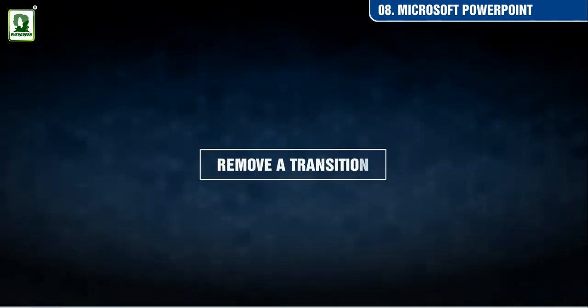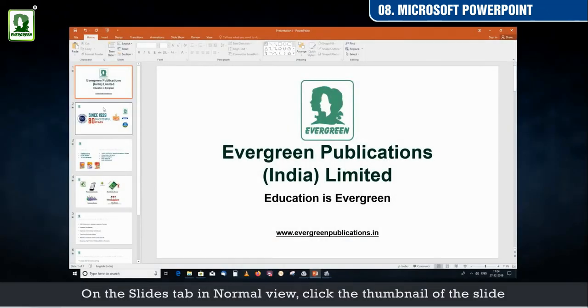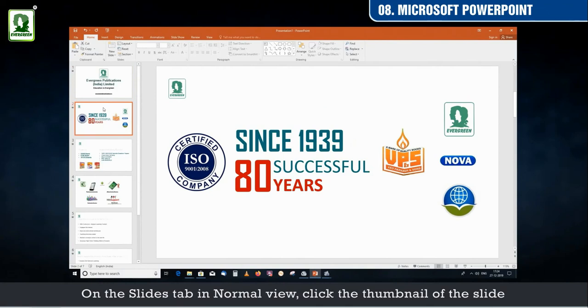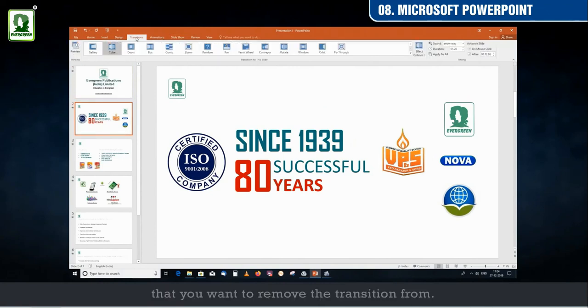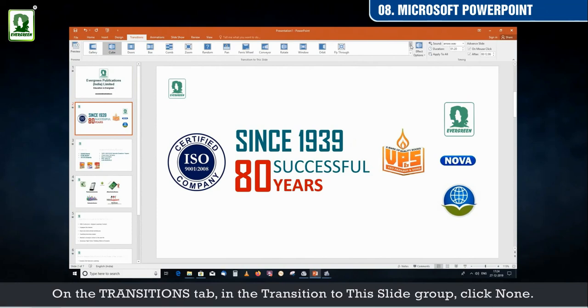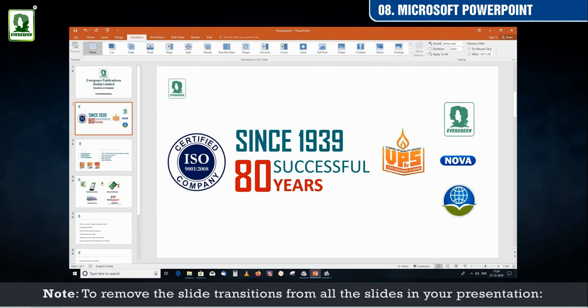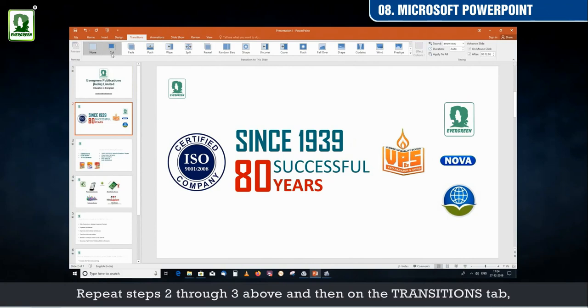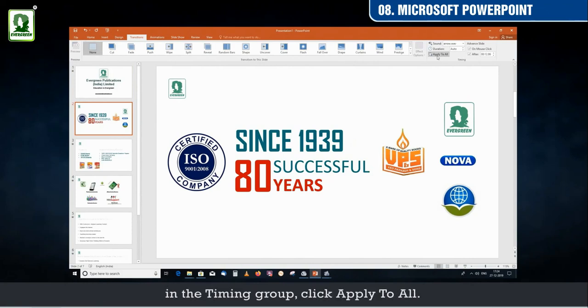Remove a transition. On the Slides tab in Normal View, click the thumbnail of the slide that you want to remove the transition from. On the Transitions tab, in the Transition to this slide group, click None. Note: to remove the slide transitions from all the slides in your presentation, repeat steps 2 through 3 above and then on the Transitions tab, in the Timing group, click Apply to All.